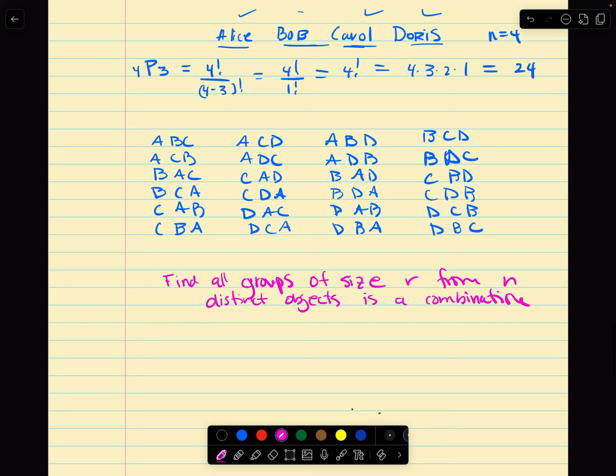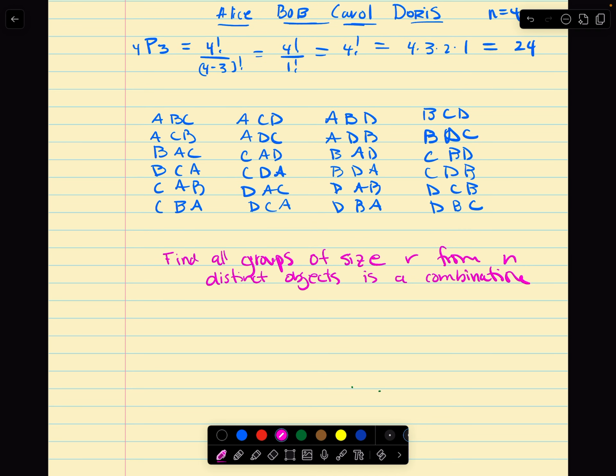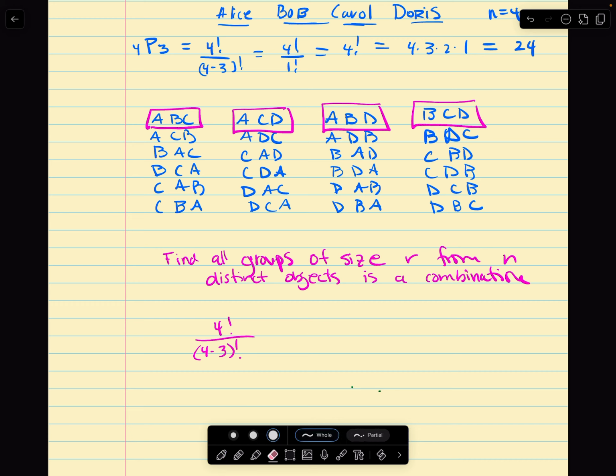And so how should we count those? Well, we know it's not 4 factorial over (4 minus 3) factorial, because that would give us all 24 of those. And we don't want 24. We really just want when A, B, and C are together, when A, C, and D are together, A, B, and D, or B, C, and D. And yet we're overcounting each one of these groups by a factor of all the permutations of those 3. So by a factor of 3 factorial.